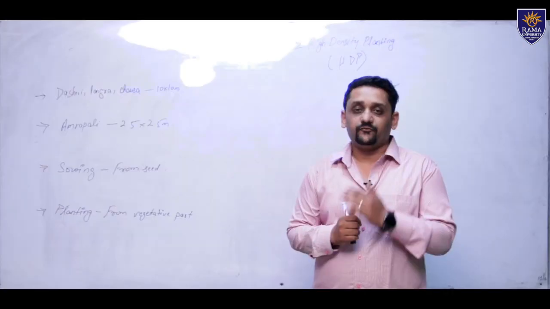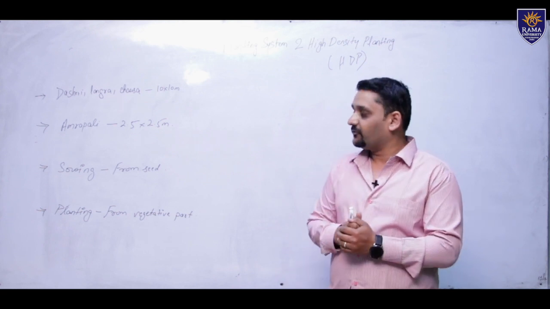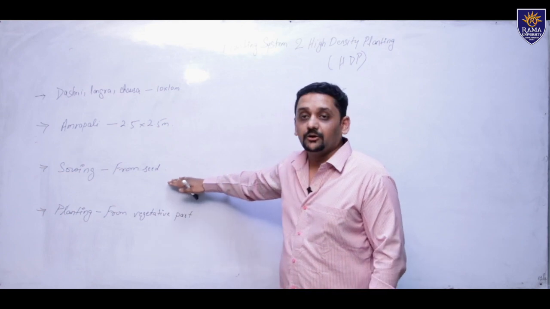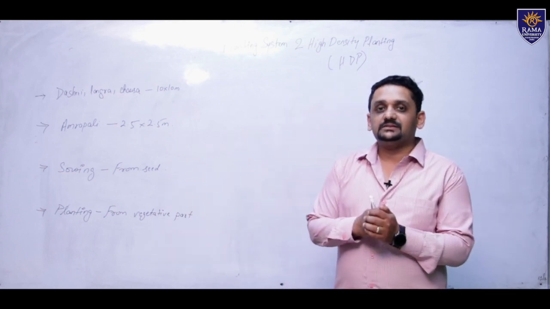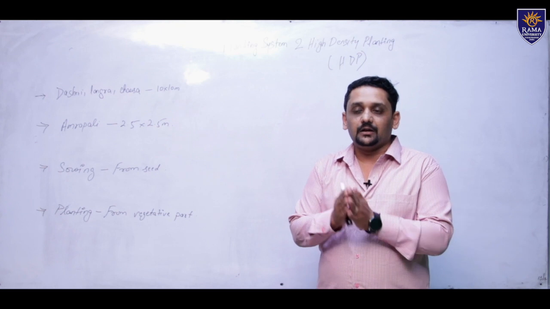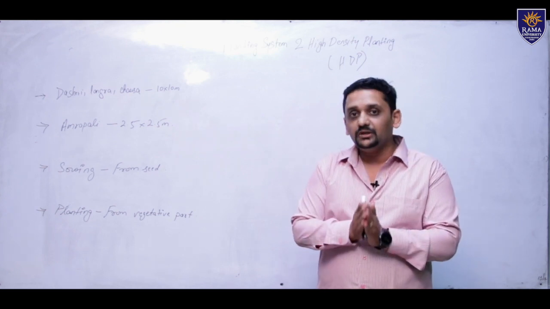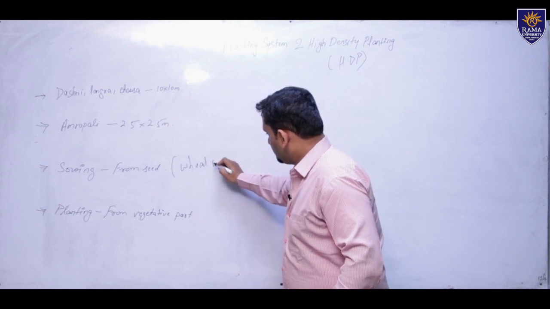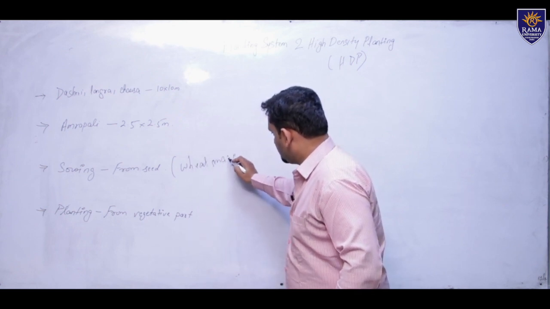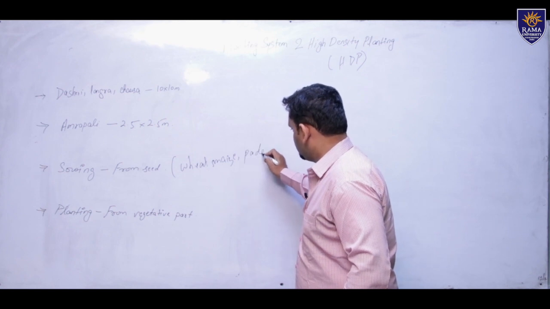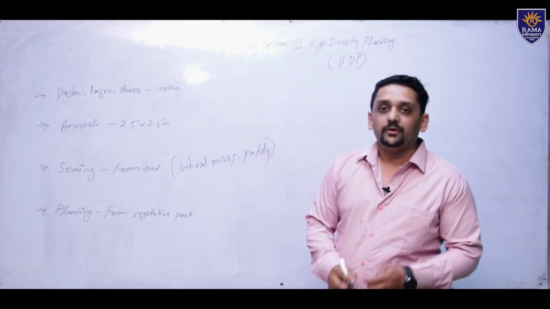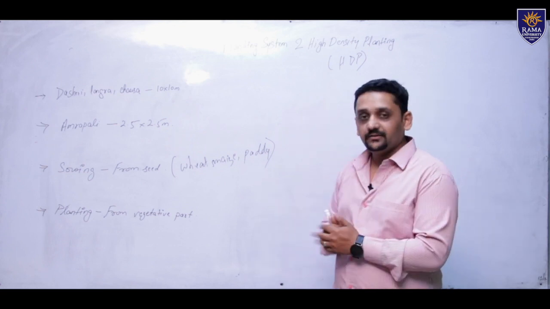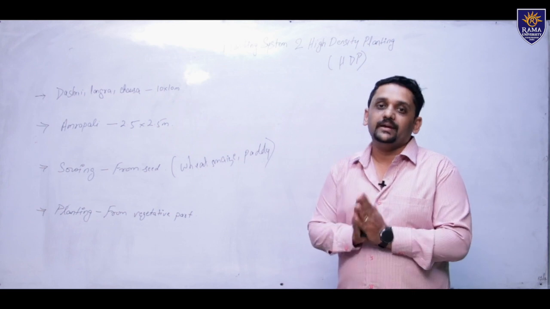From the start of the chapter, I would like to clear some doubts: what is the meaning of sowing? Sowing is when we obtain plants only from seeds, like wheat, maize and paddy. The crop which we are cultivating from the seed is known as a sowing plant.